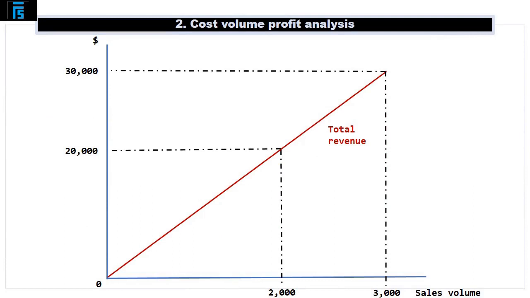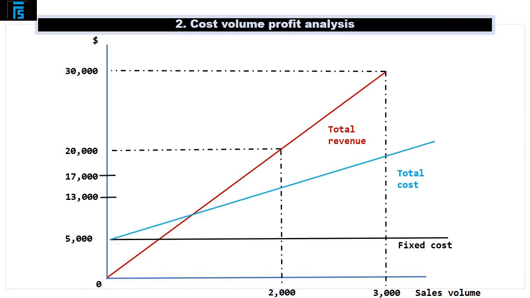We now need to plot the total cost line. This will incorporate fixed and variable costs. Again, we assume that the variable cost per unit does not change despite changing output levels. We also assume that fixed costs remain the same at all output levels. The first thing we need to do is mark the fixed cost on the graph. Even when we make no sales, we will still incur these fixed costs, so when the sales volume is 0, we can mark a point on the y-axis for these fixed costs.